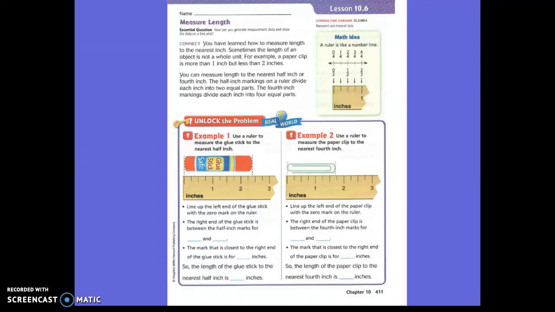Half inch markings on a ruler divide each inch into 2 equal parts. A 1/4 inch divides each into 4 equal parts. We don't need our rulers yet because they have a ruler on the paper for us, which is nice. Example 1, use this ruler to measure the glue stick to the nearest half inch. Remember, we talked about half being in the middle of the 2 numbers, right?